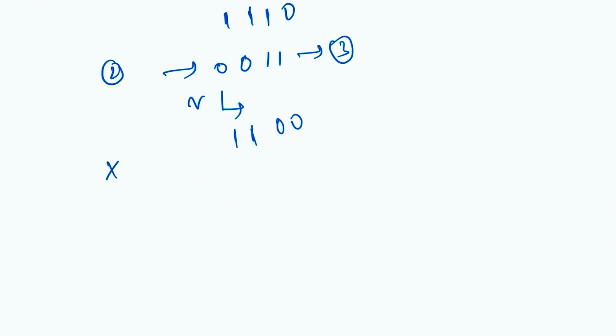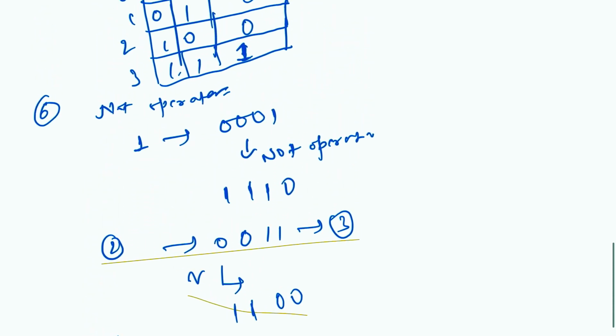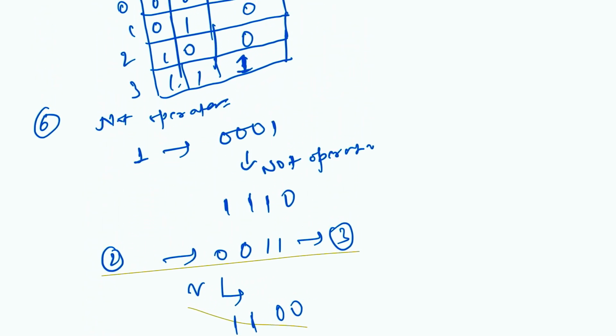If you want the truth table, the NOT operation takes one input and changes the bit. If x is 0, it will make it 1. If it is 1, it will make it 0. Okay, so this is the use of the NOT operator.